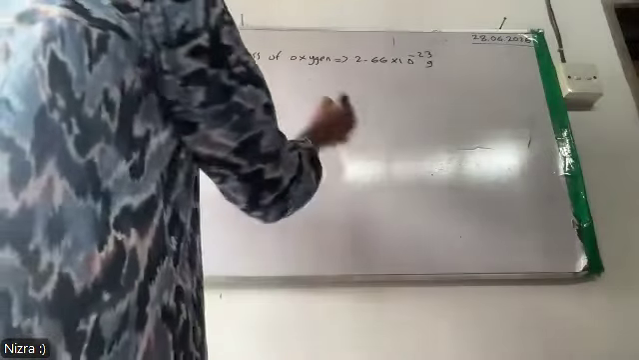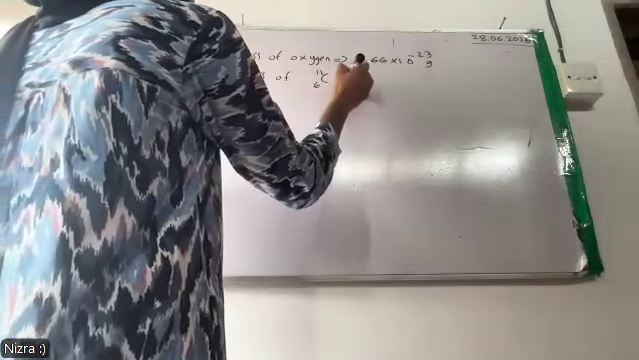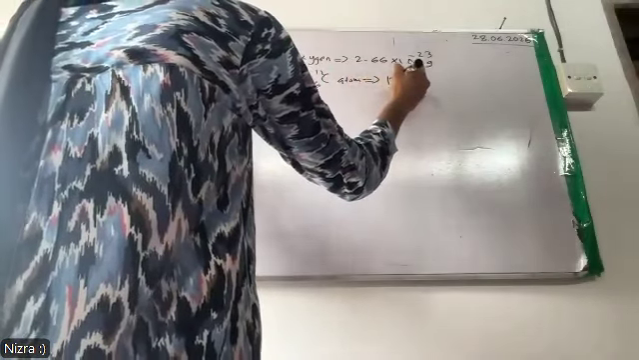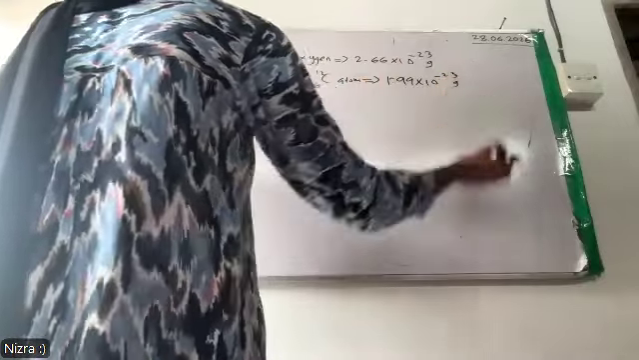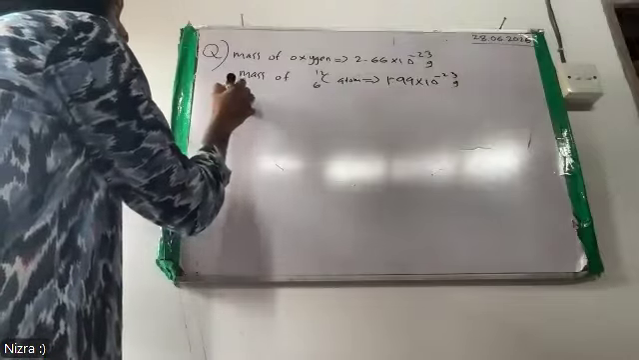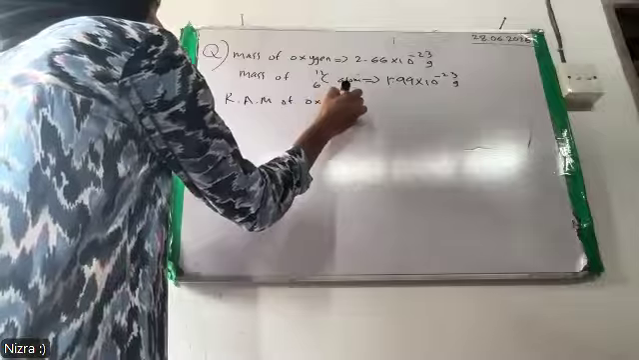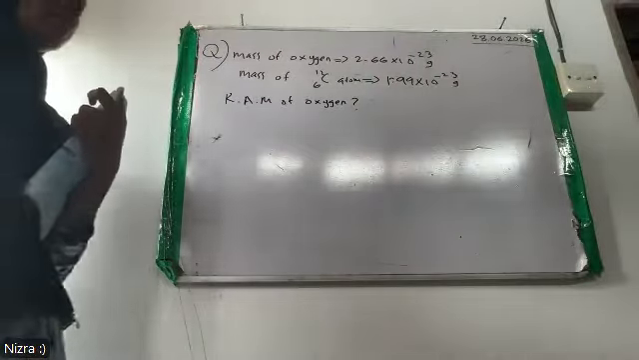The mass of carbon-12 is 1.99 × 10 to the power minus 23 grams. Now they are asking the relative atomic mass of oxygen. So first one I'll do. They're asking the relative atomic mass of oxygen.